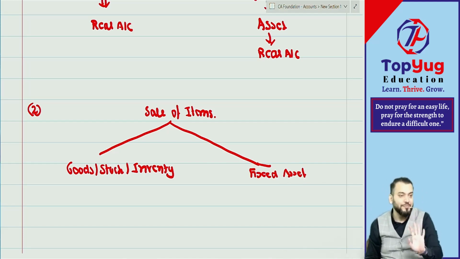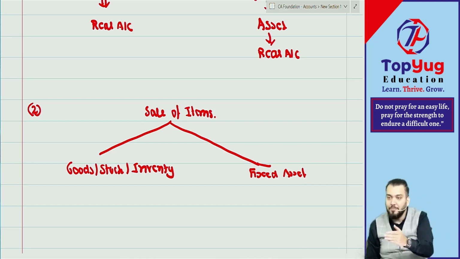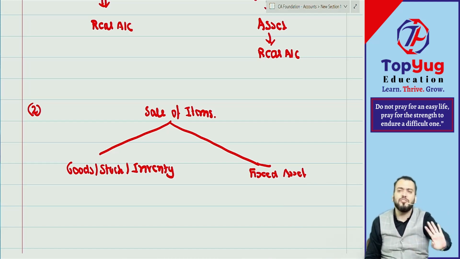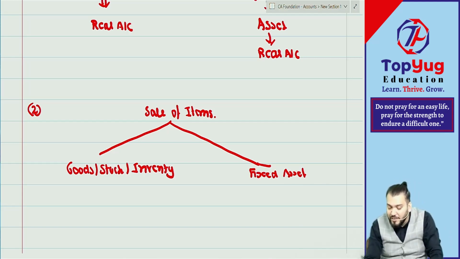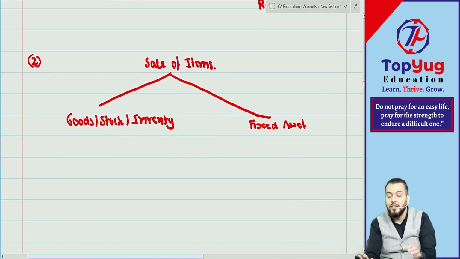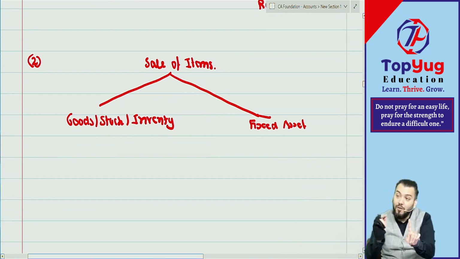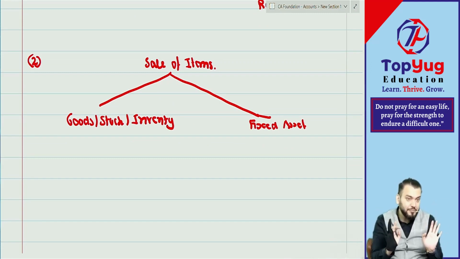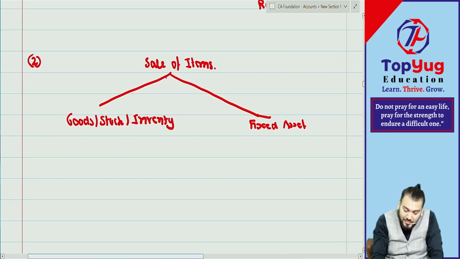Whatever you have purchased, someday you will sell it. I purchase a mobile for use, but after some point of time I don't want to use it. I will sell it to some other person. Correct? So whatever is purchased will be sold someday. But there are some items which will only be sold. There are some items which will be used and then sold. Understood?